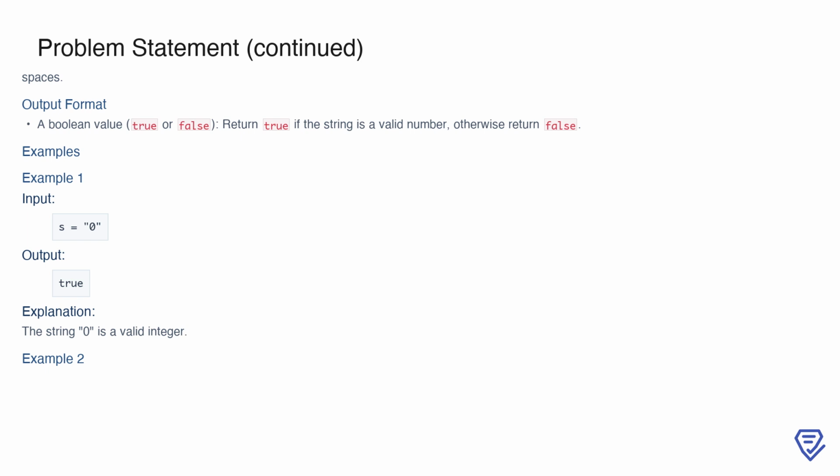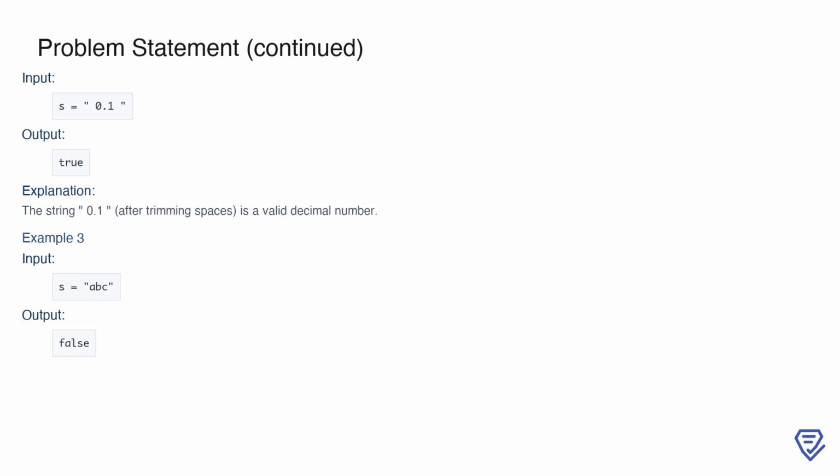For example, if the input is s equals "0", the output is true. This is because the string 0 represents a valid integer. Another example is s equals " 0.1 ", where the spaces are ignored, and the resulting string 0.1 is a valid decimal number, so the output is also true. Now, consider the input s equals "abc". In this case, the output is false because the string contains invalid characters that are not part of a valid number. Similarly, for the input s equals "1 a", the output is also false.